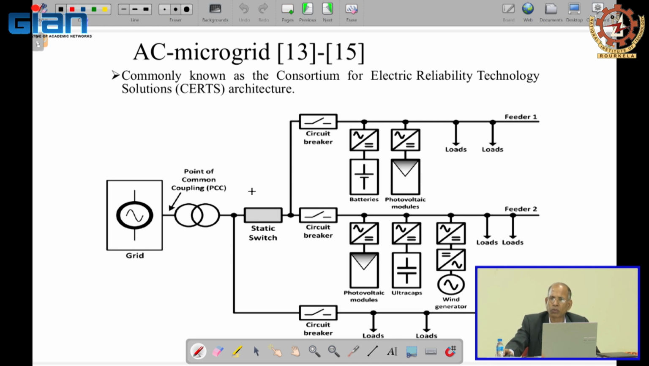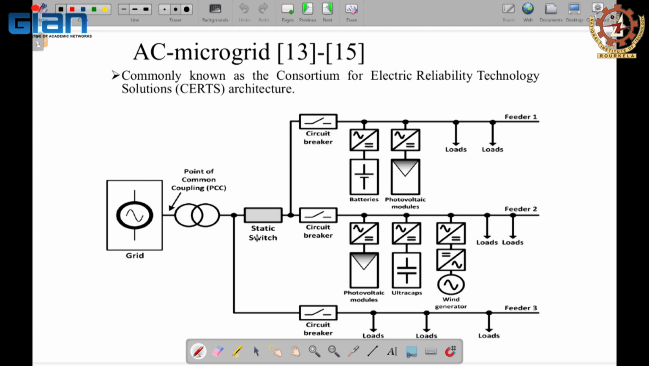So you have two or three different feeders, and it can switch automatically, but obviously the switch will not be connected to two different feeders at the same time. It can cause a short circuit. So you have options for two, three different sources. In addition, you have a backup in terms of diesel generators.